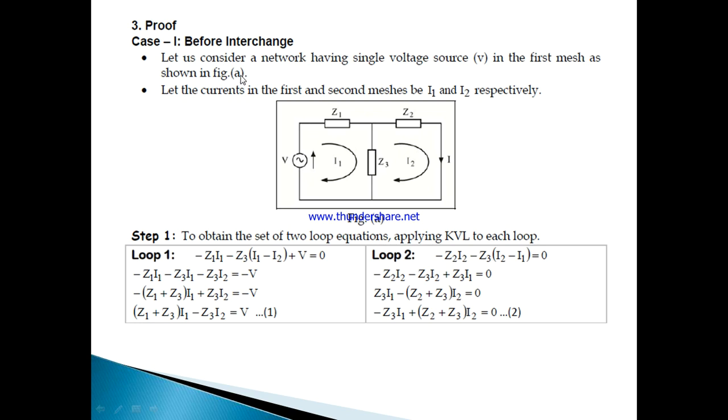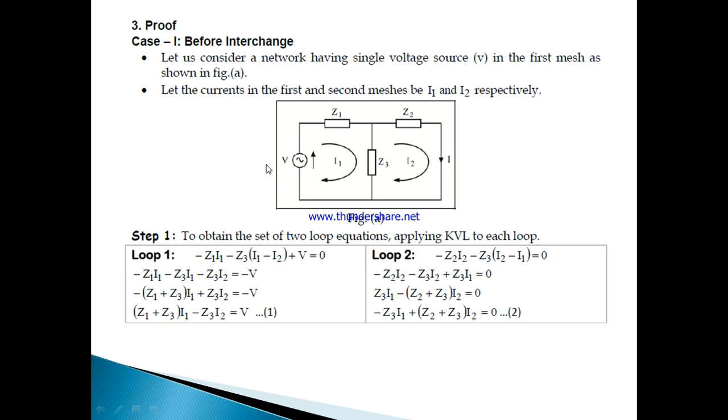Consider a circuit like this. Let us consider a network having a single voltage source in the first mesh, as shown in figure A. So assume a circuit like this. Let the currents in the first and second loops or meshes be I1 and I2 respectively. Now we are interested in the response here.